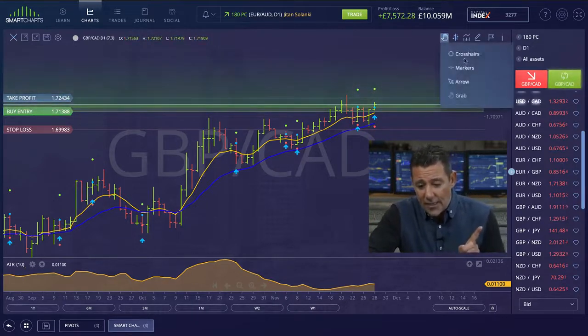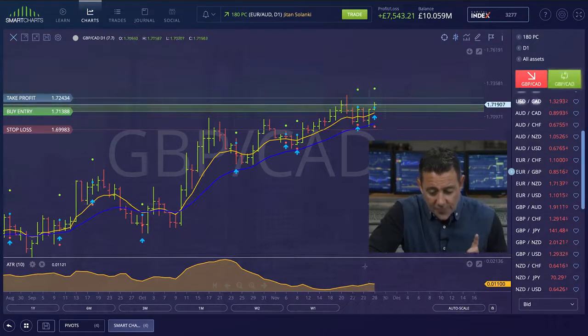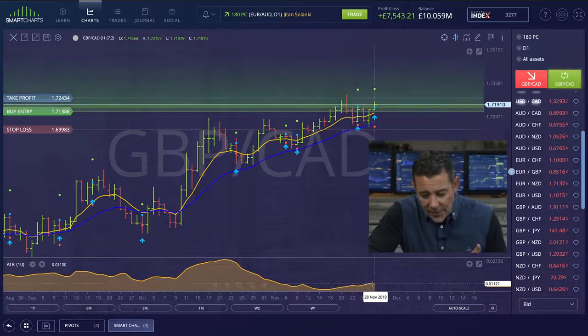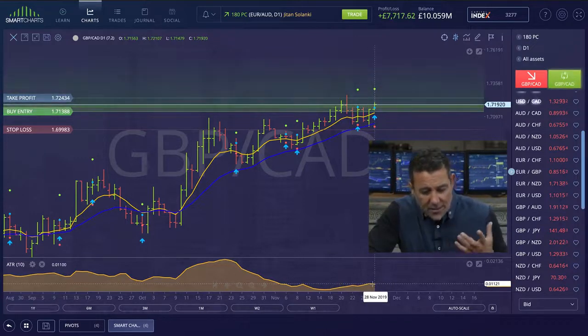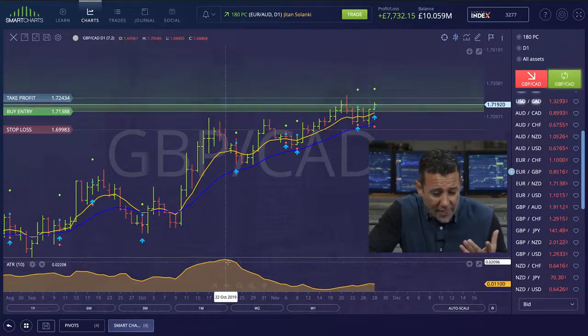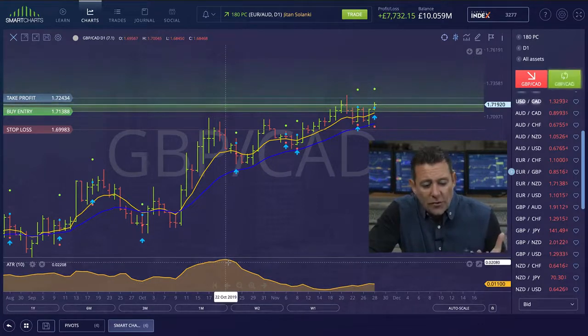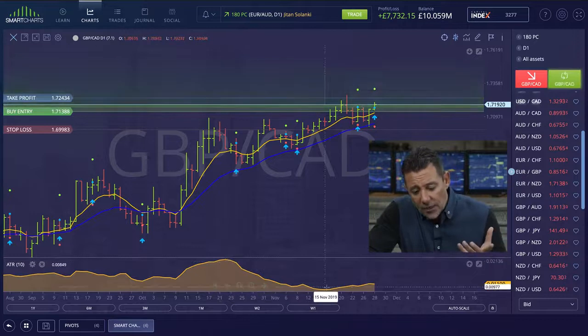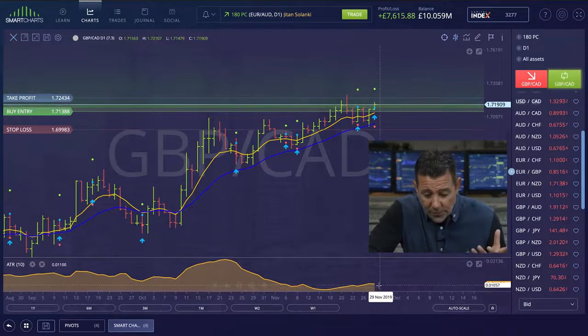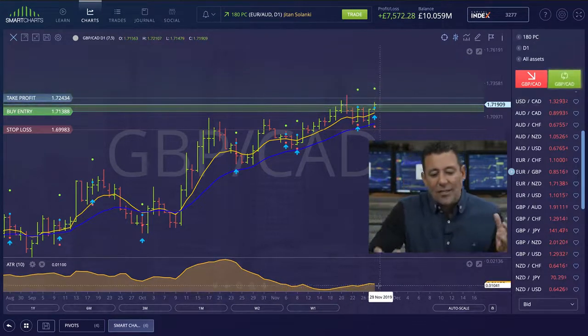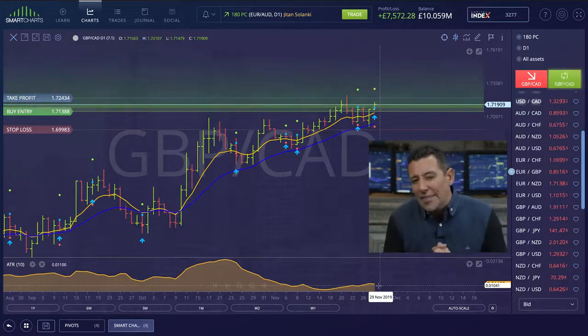If I now change my grab tool to a crosshair, and I put my crosshair over here, we can see that way back here in October, this currency was moving something like 208 points. Okay, now over the last month or so, it's moving around 108. So it's halved its volatility in the last month.